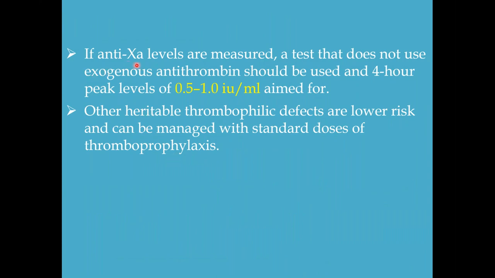If anti-Xa level is measured, a test that does not use exogenous antithrombin should be used, with a 4-hour peak level of 0.5 to 1 international units per ml. So if this patient is on a high or therapeutic dose, the aim of anti-Xa is 0.5 to 1 international units per ml. Other heritable thrombophilic defects are lower risk and can be managed with a standard dose of thromboprophylaxis.